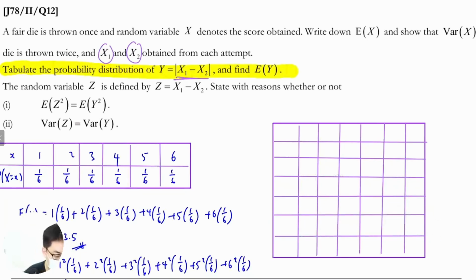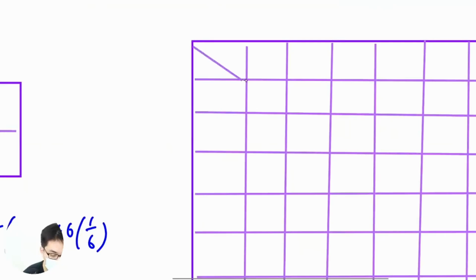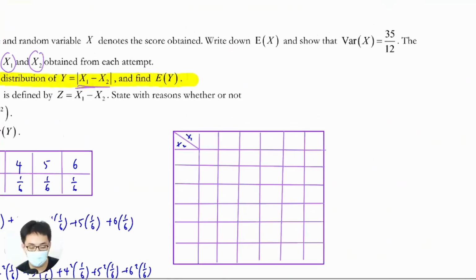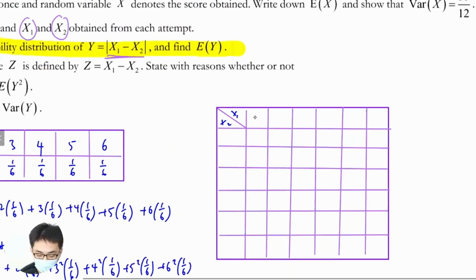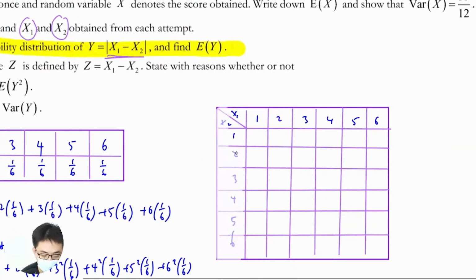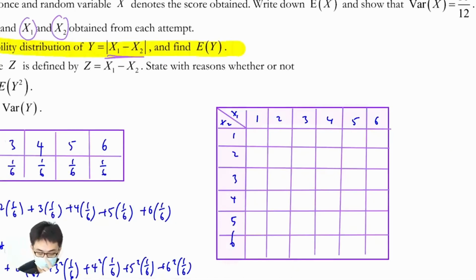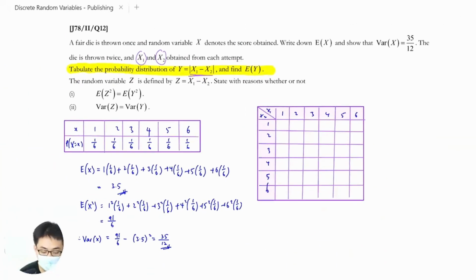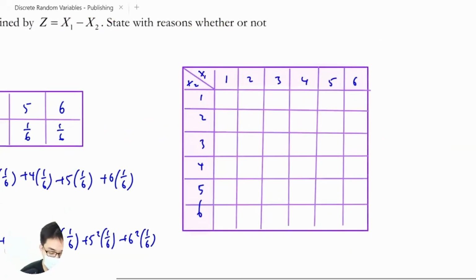So this case here, this is like x1 and x2. You just list down. The first trial will be 1, 2, 3, 4, 5, 6, and the second is 1, 2, 3, 4, 5, 6. These are the header rows, so just label like that. So I will say you list the outcomes. This is the easiest way to do it.